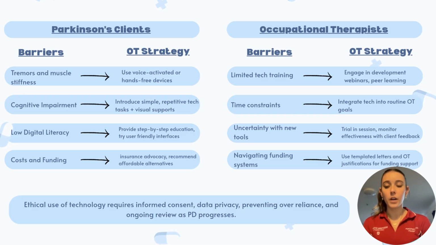Ethically, we must prioritize informed consent, especially when cognitive impairment is present. We should also consider data privacy, especially with smart technologies that store sensitive health data, and ensure that clients understand how their information is used. Importantly, we need to avoid over-reliance on technology. Tech should enhance, not replace, human connection or engagement in meaningful occupations. Finally, as Parkinson's disease progresses, tech use should regularly be reviewed and adapted to ensure it continues to meet the client's needs and values.